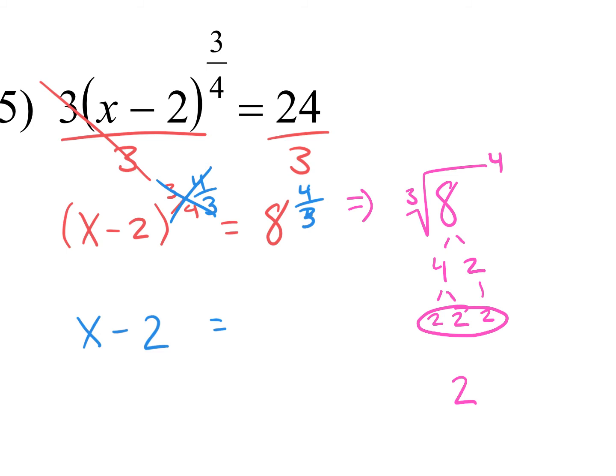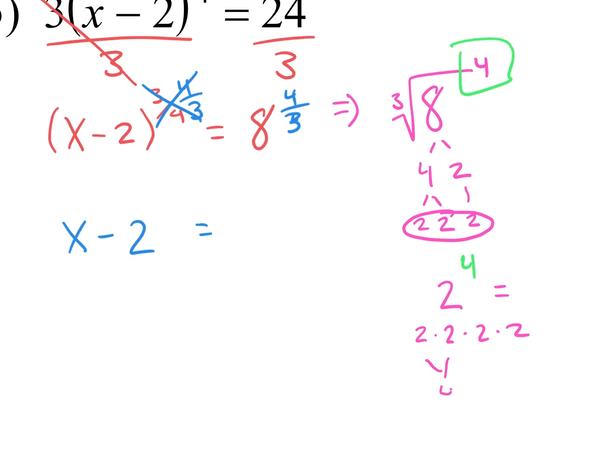Are we done? No, can't forget about this 4, our exponent up there. What is 2 to the 4th power? Awesome. 2 times 2 times 2 times 2. 2 times 2 is 4. Times 2 would be 8. Times 2 is 16. So 8 to the power of 4 over 3 is 16.